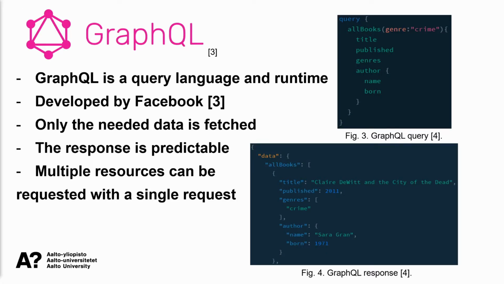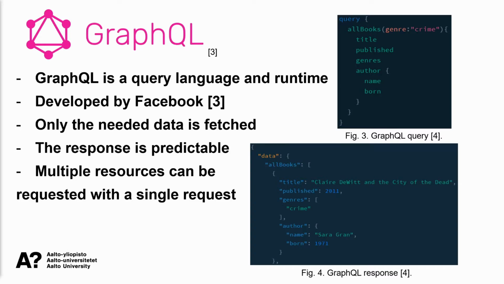What is GraphQL? GraphQL is a query language and also a runtime for performing queries on the server side. It was first developed by Facebook, but has been open sourced since 2015. In the upper right corner, there is an example of a GraphQL query. As can be seen, all requested fields are defined. This makes the response predictable, as the response contains only these fields.